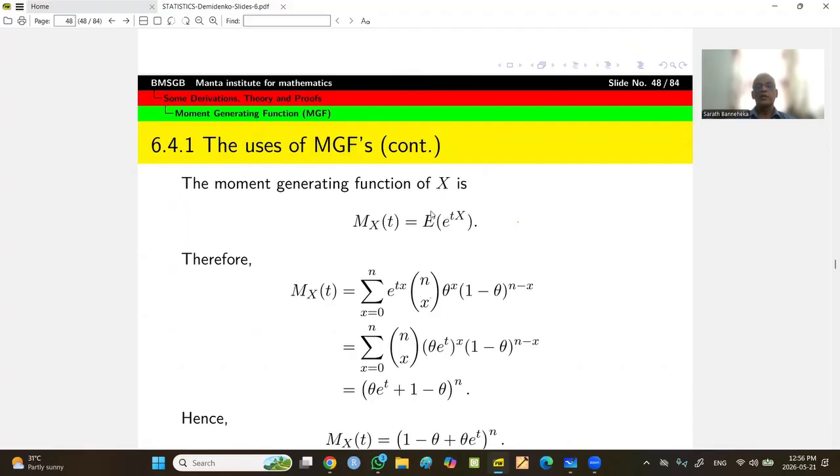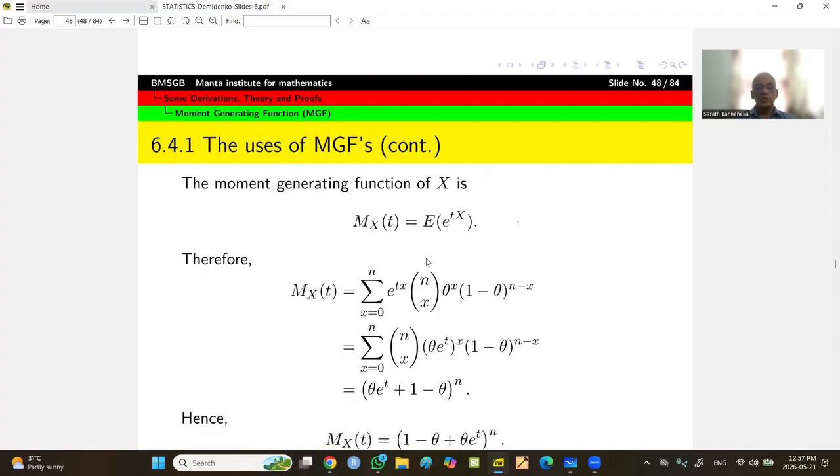Right. So how do we get the expected value of some g(x)? We have to add g(x) times p(x), that is the probability mass function, over all possible x's. So when g(x) is equal to e to the power tx, we get M_X(t) as the summation over all possible x's, that is x from 0 to n, of e to the power tx. So this is g(x), and this is the probability mass function, right?